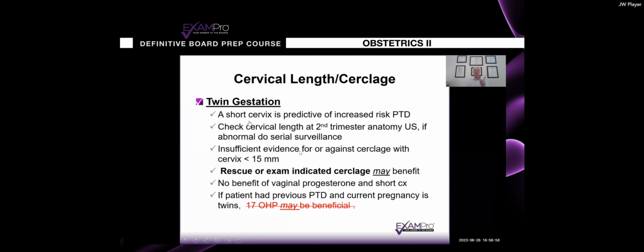Remember that in twins, this is really the only reason it's up there, we don't do cerclages in twins. We don't do prophylactic cerclage in twins, and vaginal progesterone is not indicated to be a benefit. We can do a rescue or exam-indicated cerclage, and please line out on the bottom of the slide again the bit about 17-hydroxyprogesterone.